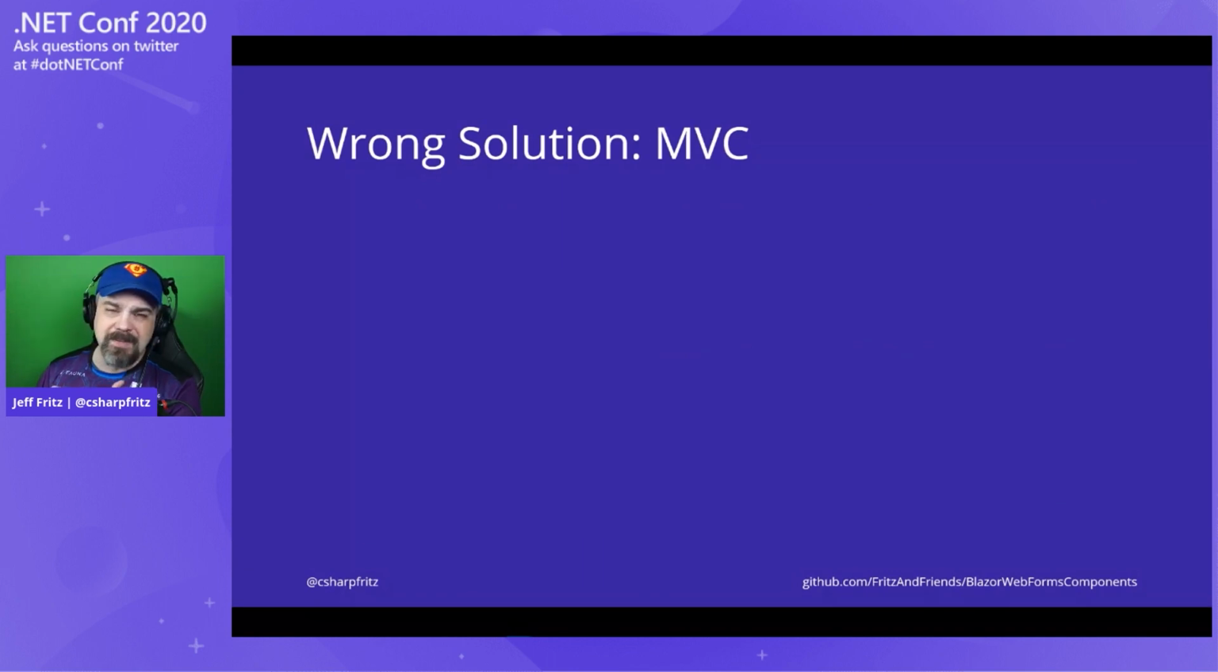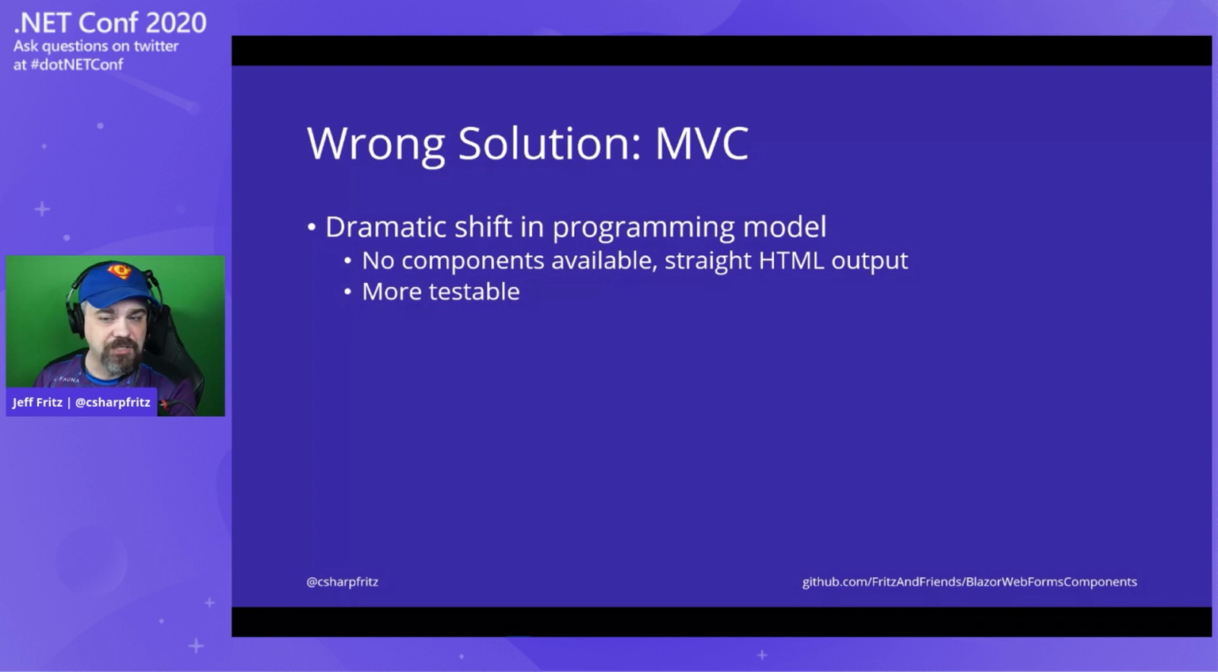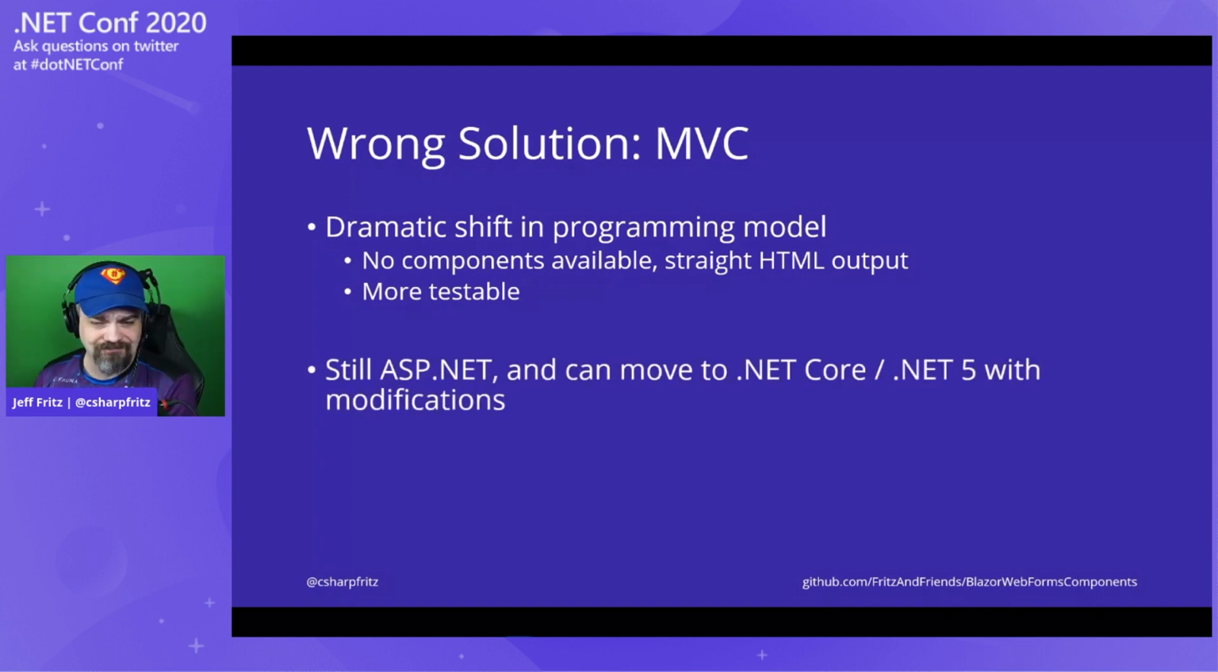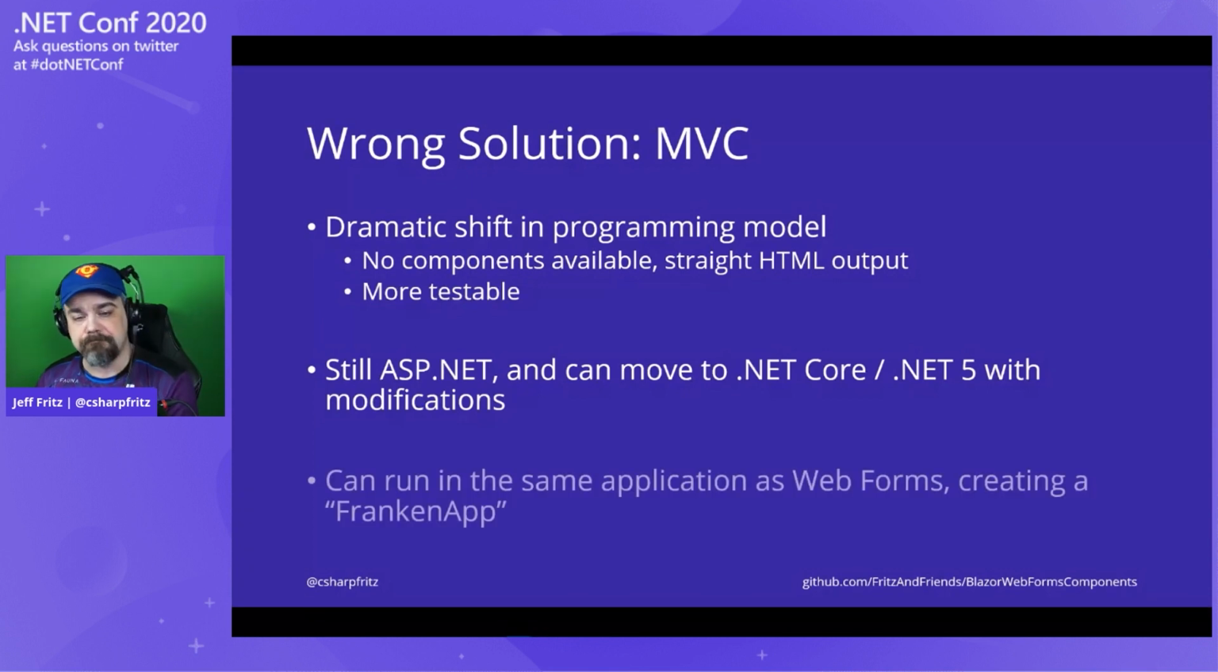Well, you may be like me and you tried migrating to MVC, and it wasn't the right solution for being able to migrate and maintain your application. It was a dramatic shift in the programming model. You don't really have components. You were managing HTML output straight, right? You were writing directly to the metal, and you ended up with a more testable solution, but it still took a lot of work. It was still ASP.NET. You could move to .NET Core. You could move to .NET 5 with modifications. It's going to take some work, but you could get there.